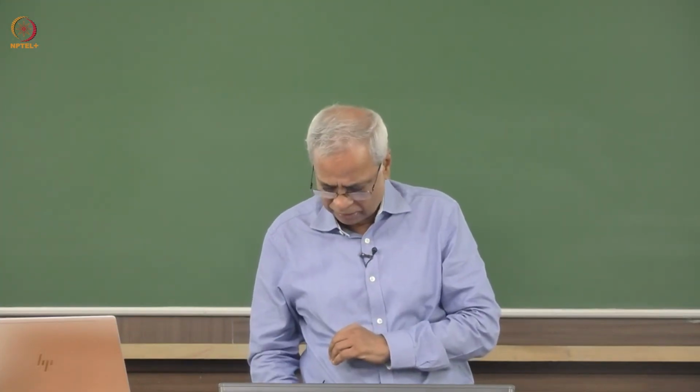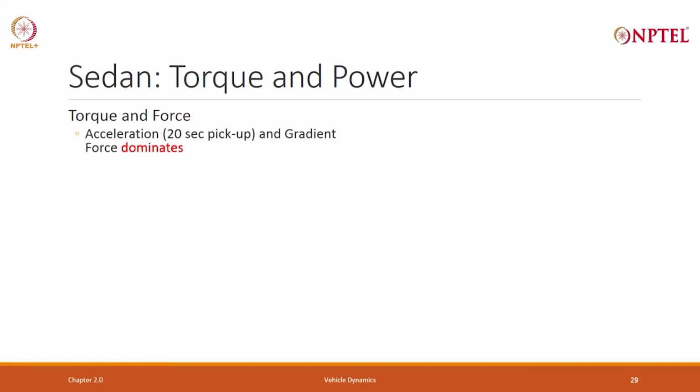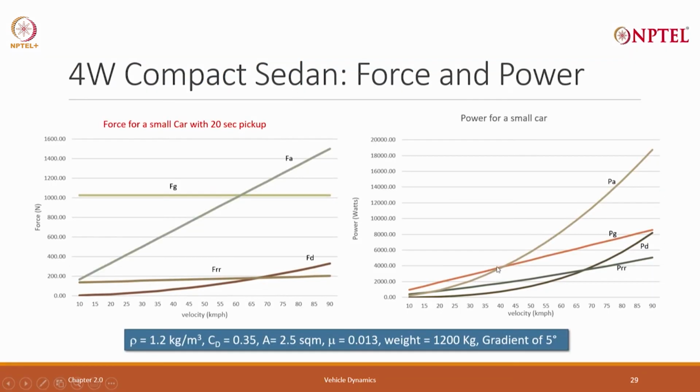Now, that is what you must keep in mind, and I look at, therefore, again torque and force, acceleration, 20 second pickup, gradient dominates. That is what it is. For the torque, both these dominate. Fortunately, both of them do not come up together. So, one of the two will be there.